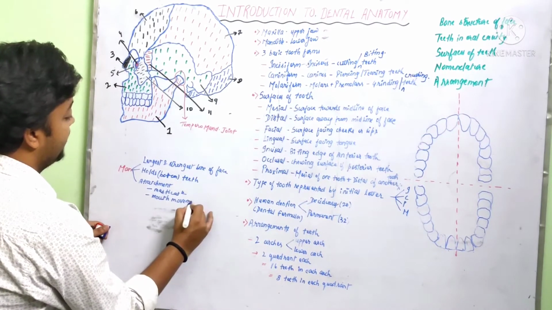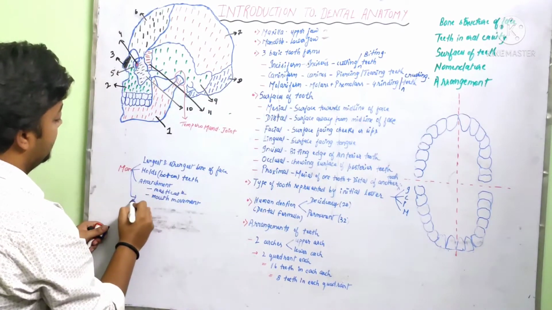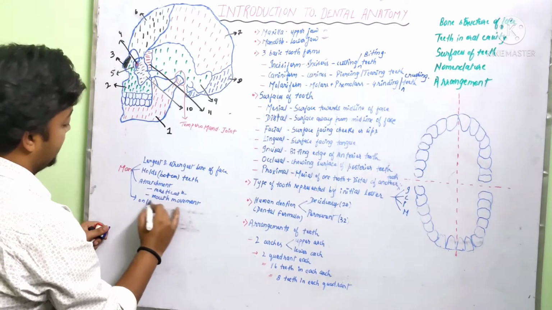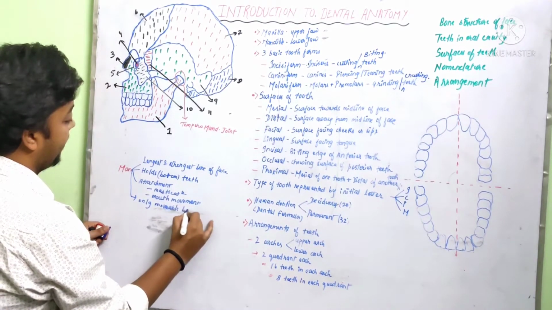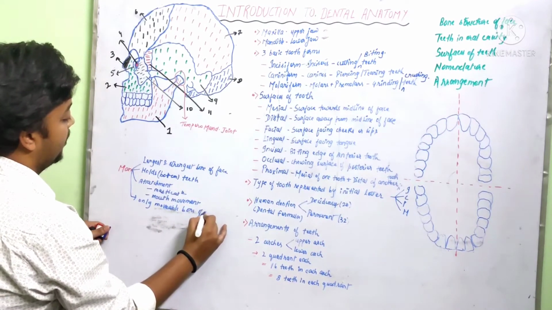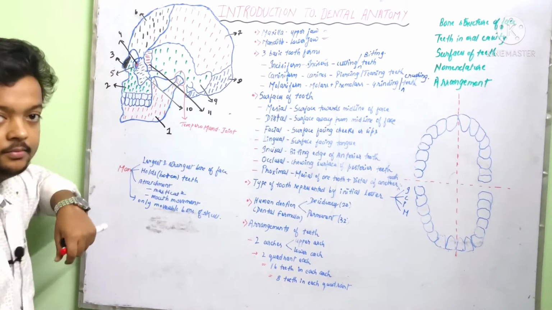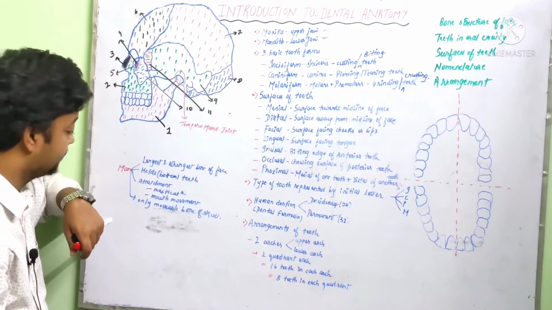okay. But one of the characteristic features of the mandible in this whole structure is that the mandible is the only movable part or bone of the skull. So we can say only movable bone of skull, okay. It's a very important point. And how does it move? With the help of the TM joint, okay.